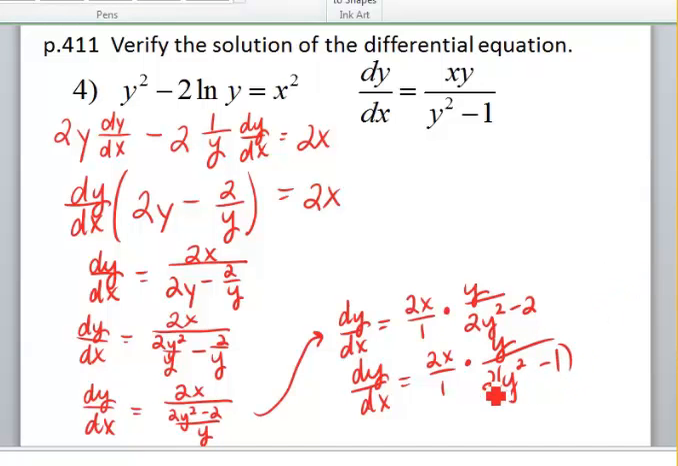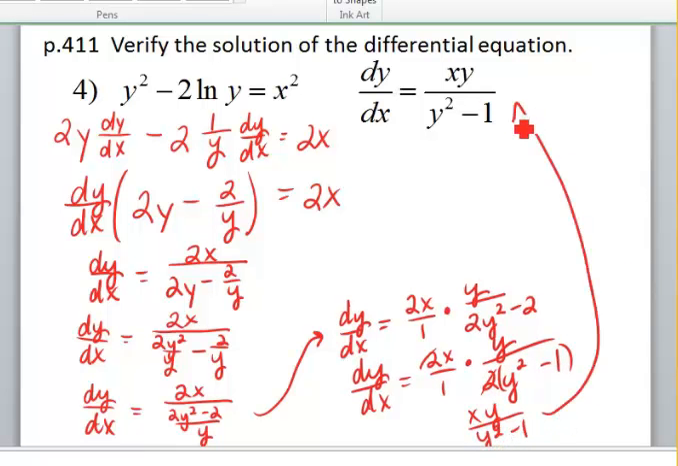And now if I look, I can cancel those, and I get xy over y squared minus 1. That is exactly what this is equal to, so I verified the solution.